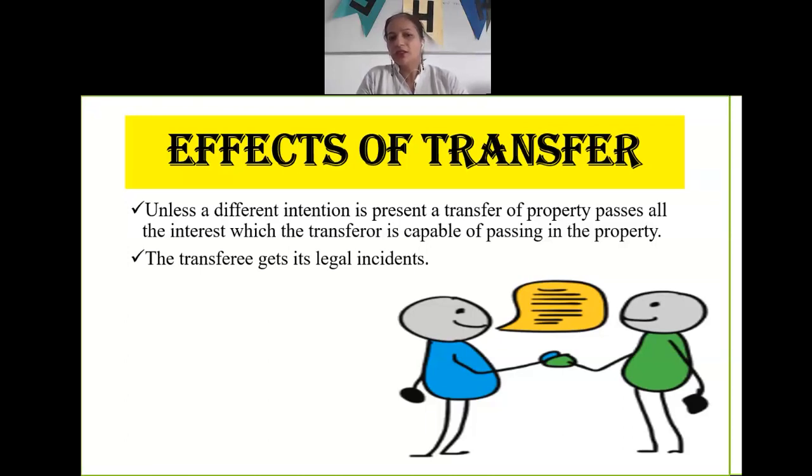Now next is the transferee gets its legal incidents. Now legal incidents means what?